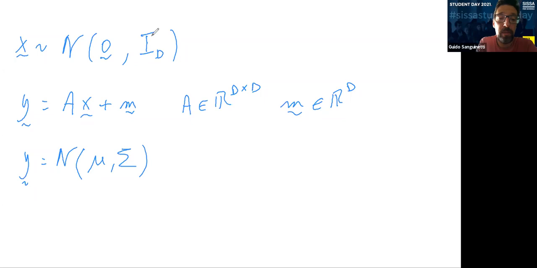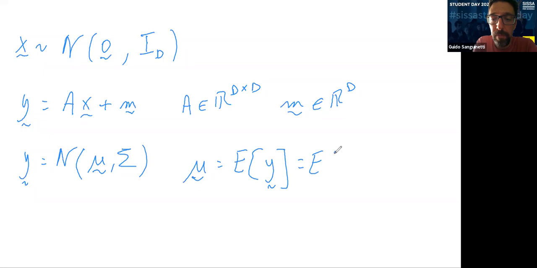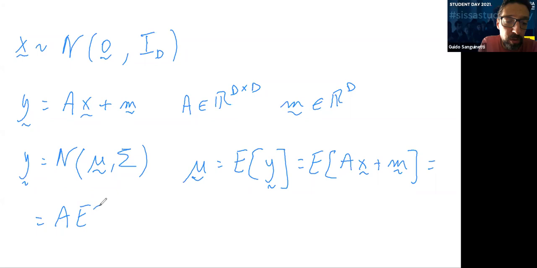So I can calculate these very easily, because the mean vector, by definition of mean, is the expectation of the random variable y. The random variable y is obtained from this formula. So it is A times the random vector x plus the constant vector m. Now the expectation is a linear operator. So this will be A times the expectation of x, and the expectation of a constant is just the constant itself. The expectation of x is zero because I've started with the centered spherical Gaussian. So this is just m. So the constant shift is the mean.